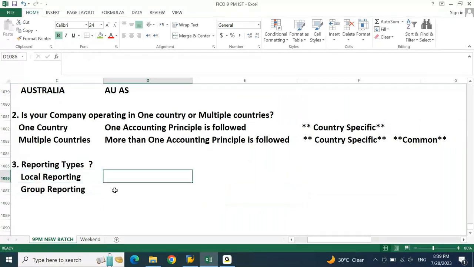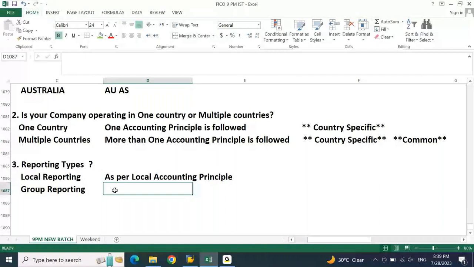Local reporting is always prepared based on the local accounting principle. The local accounting principle is based on the country in which you are operating. If you are operating in India, local reporting will be based on the local accounting principle, the Indian accounting standard. If you are operating in the US, your local reporting will be based on the local accounting principle, which for the US is US GAAP. Similarly, based on the country in which you are operating, that particular country's accounting principle will become the local accounting principle. This local accounting principle is used for preparing local reporting.